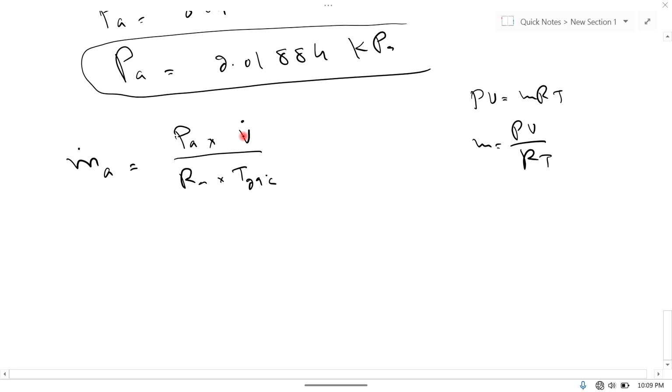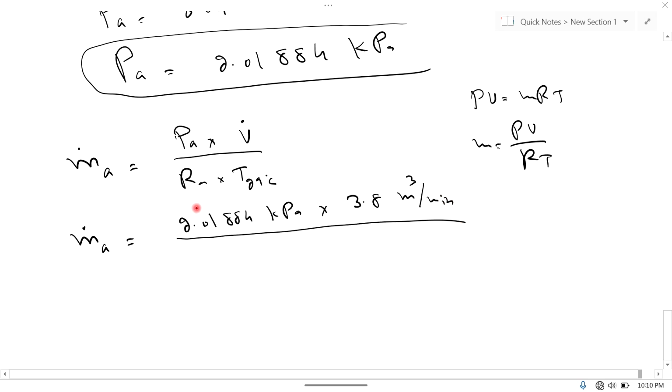So m dot A is equal to pressure of air, 2.01884 kilopascal, multiplied by V dot, which is given to us in the given data as 3.8 meter cube per minute, divided by R of air, 0.287 kilojoule per kilogram Kelvin, and joule we can write as Newton meter, and Pascal is basically equal to Newton per square meter, and temperature of air is 29 degrees, which is equal to 302 Kelvin.